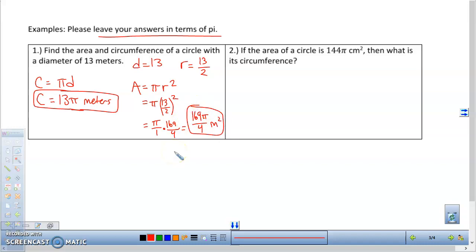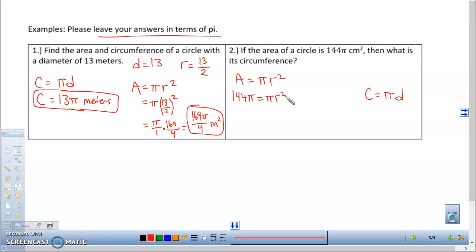Perfect. Don't be scared of fractions, it's fine. All right, this next example, we know the area of a circle is 144 pi square centimeters, but we want to know the circumference. I like to work backwards and think, okay, well, what do I want to find? I want to find the circumference, and in order to find the circumference, I need to know the diameter. So I'm going to use the area of the circle to find the diameter. The formula for the area of a circle is pi r squared. We know the area is 144 pi. We're going to use that to solve for the radius, because once I know the radius of the circle, I can simply double it to get the diameter.